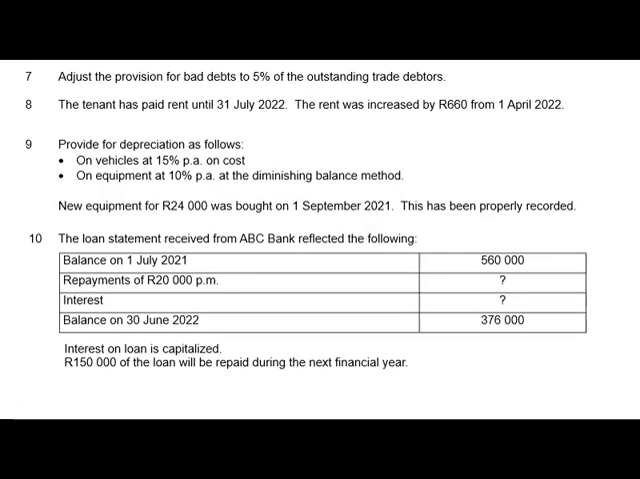Adjustment 7, done. Now let's go to adjustment 8. The tenant has paid rent until the 31st of July. Rent was increased by 660 on the 1st of April 2022.